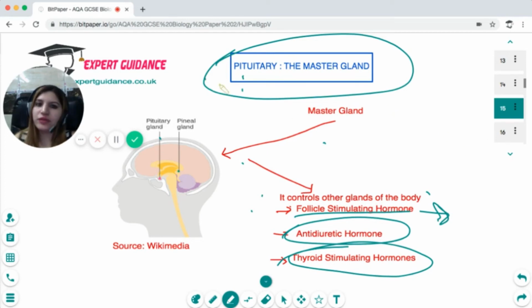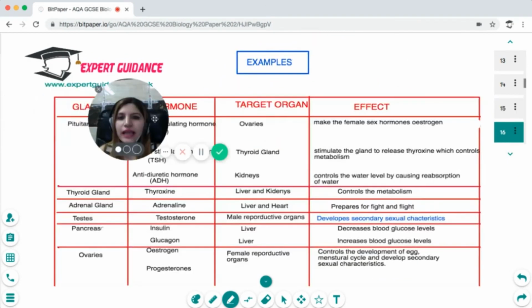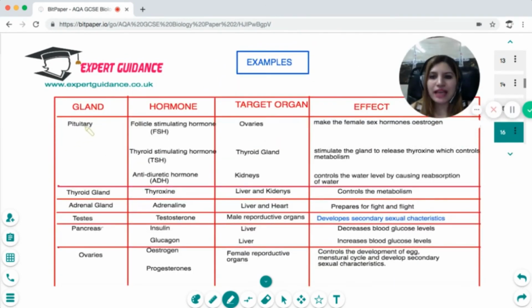Okay, so it's very important to know that pituitary is a master gland, and why is it a master gland? Now, to explain why it is a master gland, you should know what hormones it controls and how it works. So pituitary controls the follicle stimulating hormone, which works at the ovaries and makes the female sex hormone estrogen, and that is responsible for the secondary sexual characters, the development of the egg and the menstrual cycle.